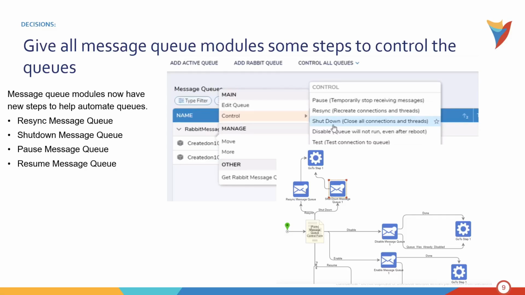First, we have our 4 brand new steps for message queues modules: resync message queue, shutdown message queue, pause message queue, and resume message queue. These additions should make managing your message queues much easier. Additionally, we've made several changes to the context menu.